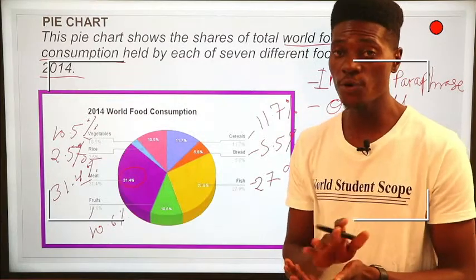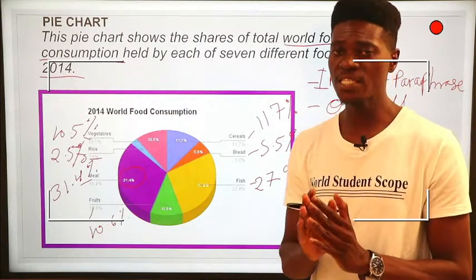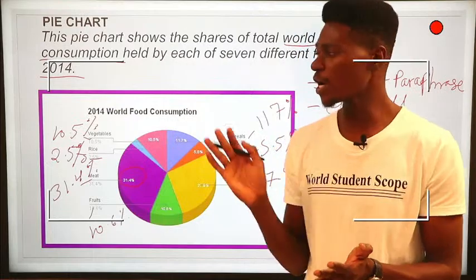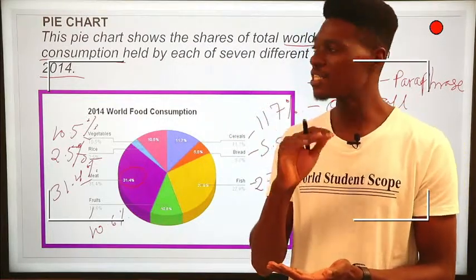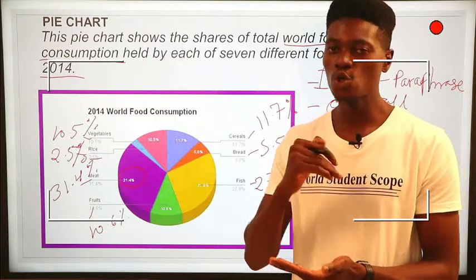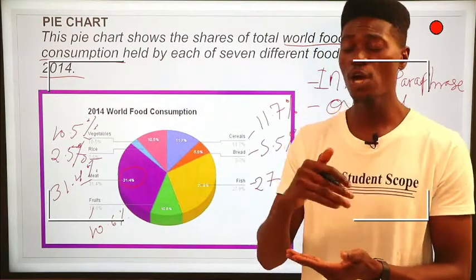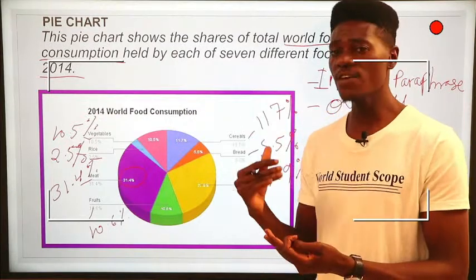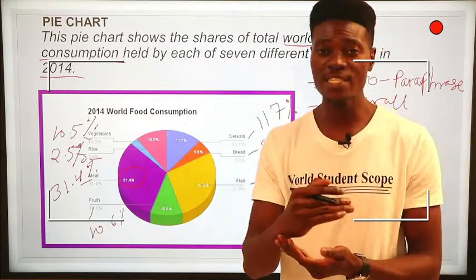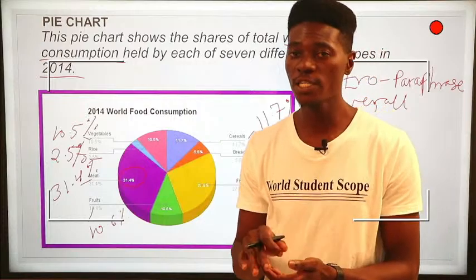That is your overall. That means it shows the general picture of the work. It just sums up the work. It sums up the pie chart. You're changing the information from the graph, from the chart, from the given diagram into words. That's the way it is.